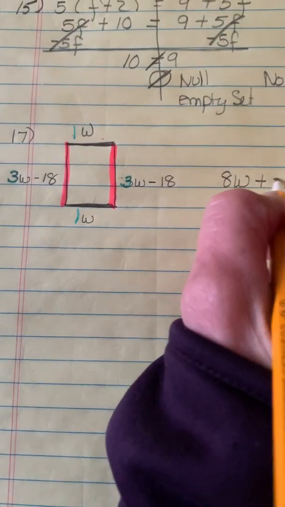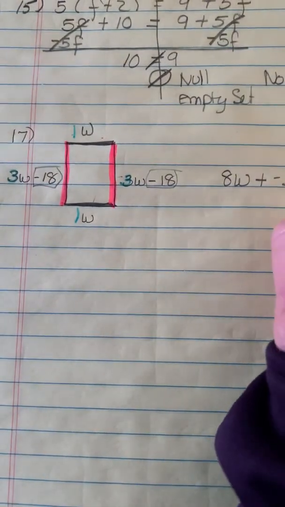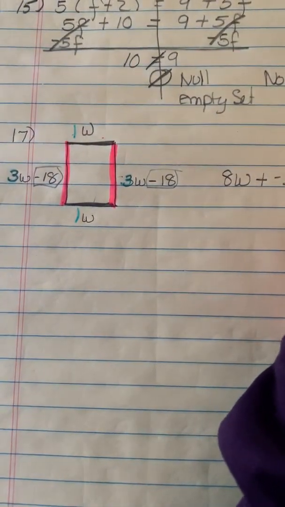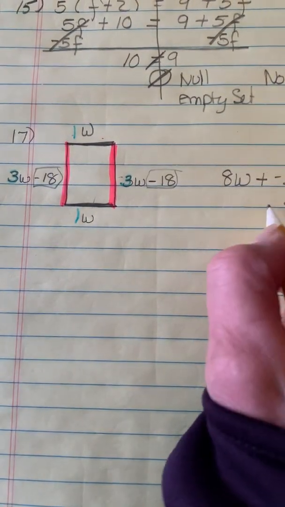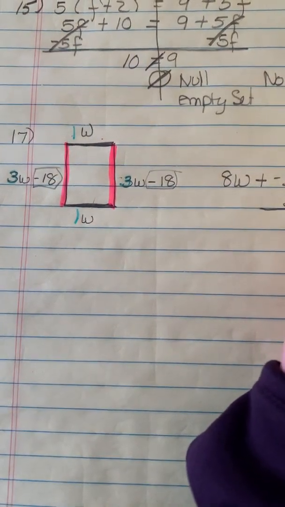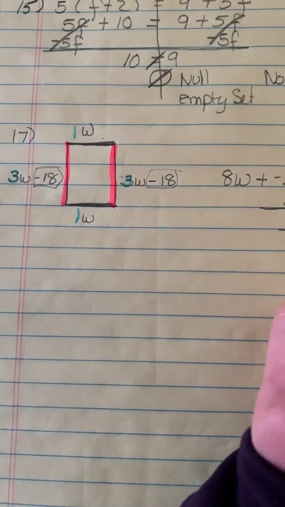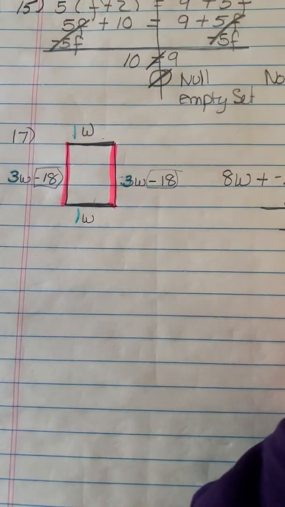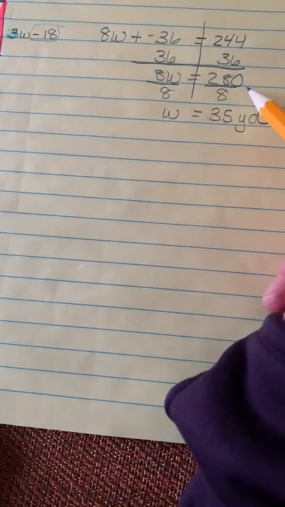8W plus negative 36. Where'd I get that? Here and here, my constant family. And then the whole thing is equal to 244. And then you start. Add in 36 to both sides. 8W equals 280. Go ahead and divide that away. And I'm left with W equals 35 yards. Not just 35. This is units. You need to make sure you put it in units, okay?